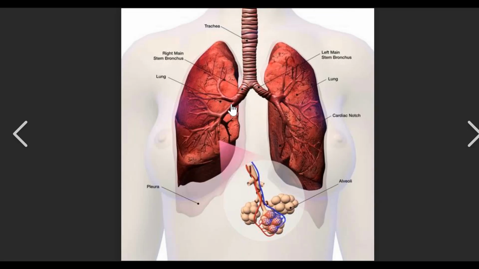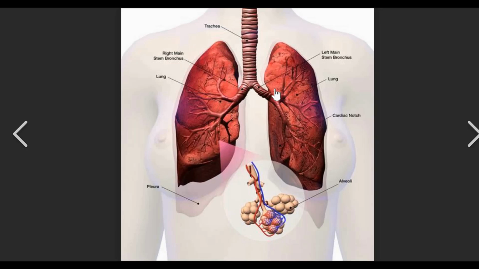Trachea divides into right bronchi and left. The right bronchus enters the right lung, and the left bronchus enters the left lung. The bronchus enters the lung and further divides into secondary, tertiary bronchi, bronchioles, and finally into alveolar sac. This is the picture of alveolar sac, which has cluster of alveoli. This is the end point of respiration, where the gas exchange takes place. You can see the picture of alveolar sac, and it is surrounded by capillary network.